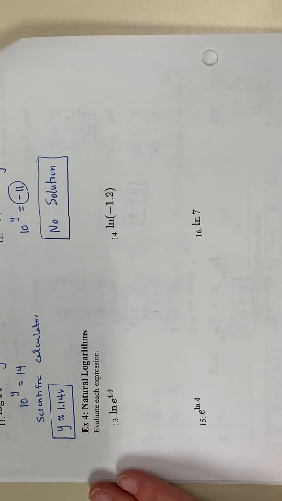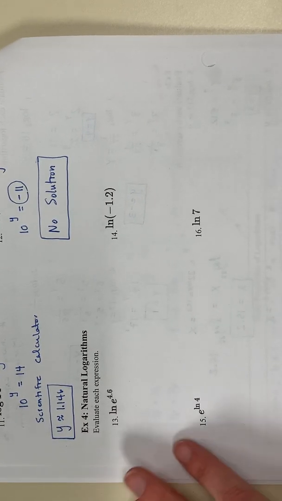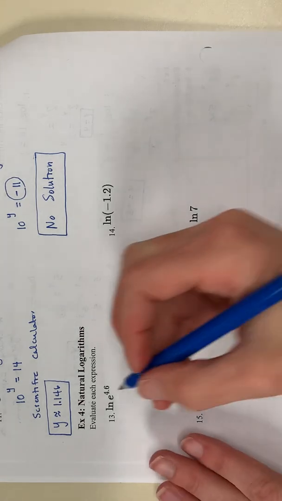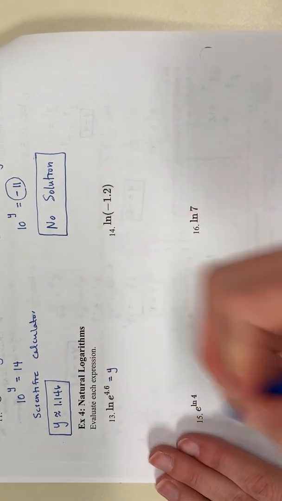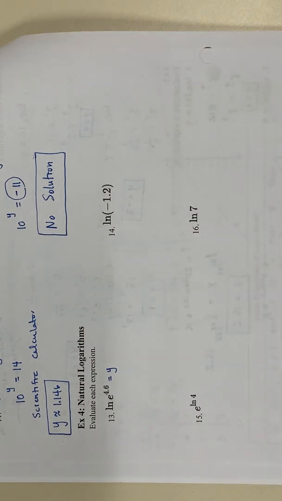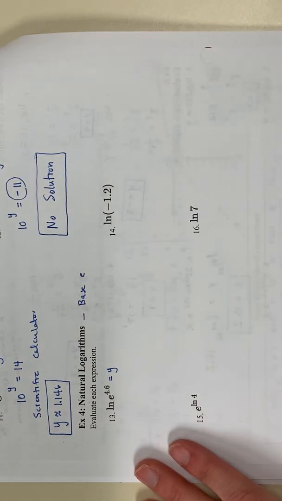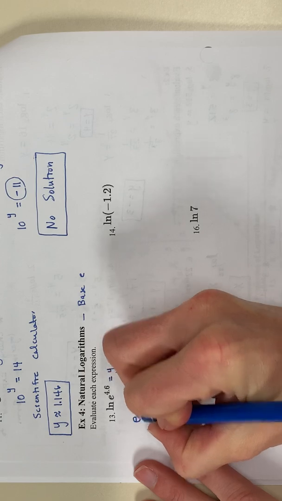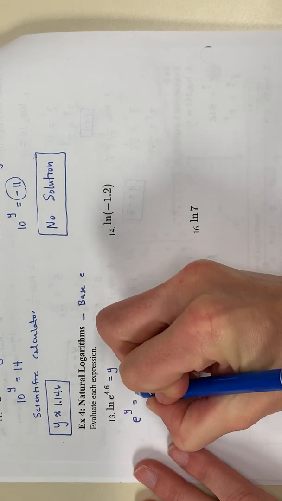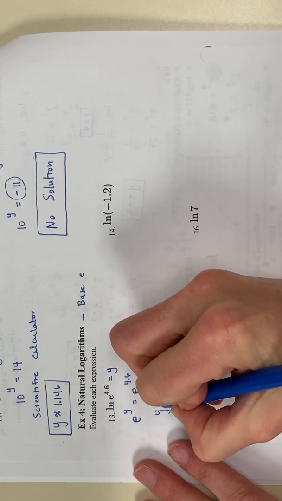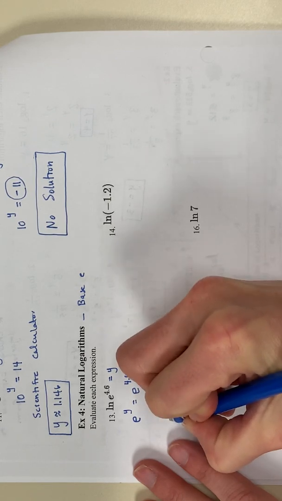Example 4, evaluate each expression. We have the natural log of e to the 4.6 power. Okay, ln is still a logarithm. It's the natural log. So we will set this equal to y. The base of the natural log is base e, that irrational number. So e to the power of y needs to equal e to the 4.6 power. Since the bases of the exponents are the same, I can set the powers equal to each other, and y equals 4.6.